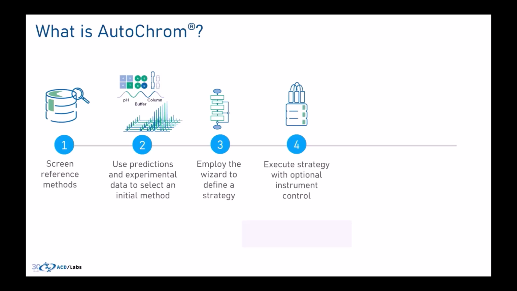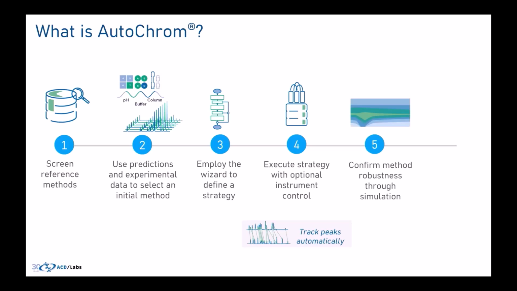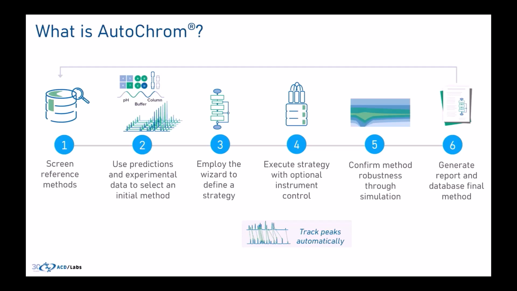When the data is collected, it will process and track your peaks automatically. Once you've screened and optimized a method through your strategy, you can carry out robustness through simulation, which would reduce costs and the environmental impact. Finally, you can create a report capturing the systematic approach that was used during the method development project, and this will also inform development of future methods by updating a database.